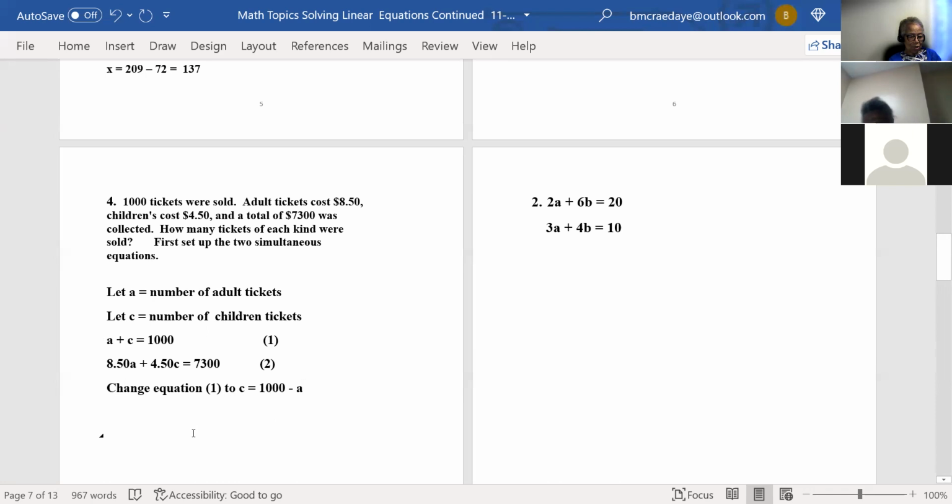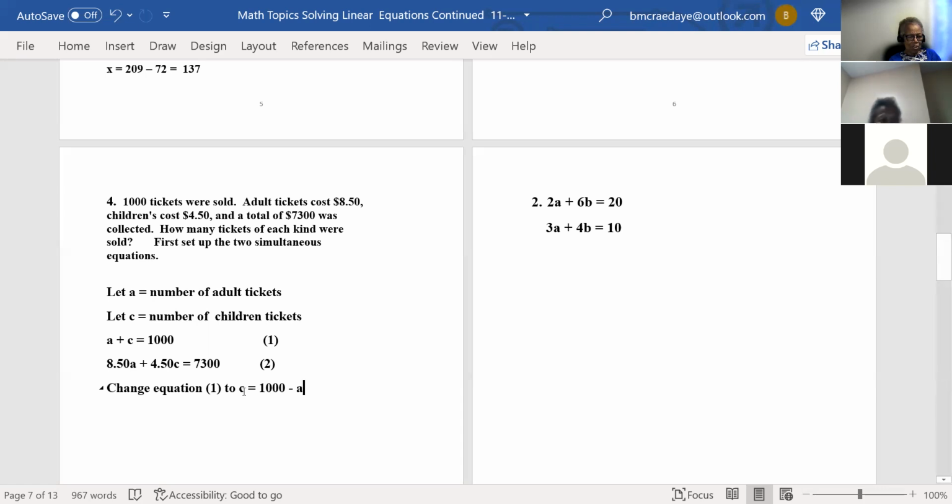My next step, I put 850 plus 450. And then I put the 1,000 minus A in parentheses, and then equals 7,300. But I don't know if I did it right.